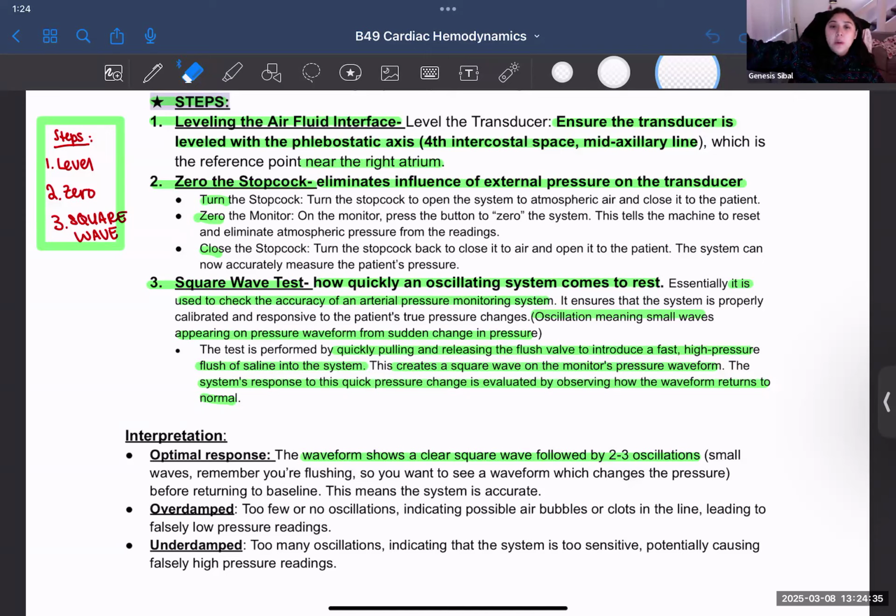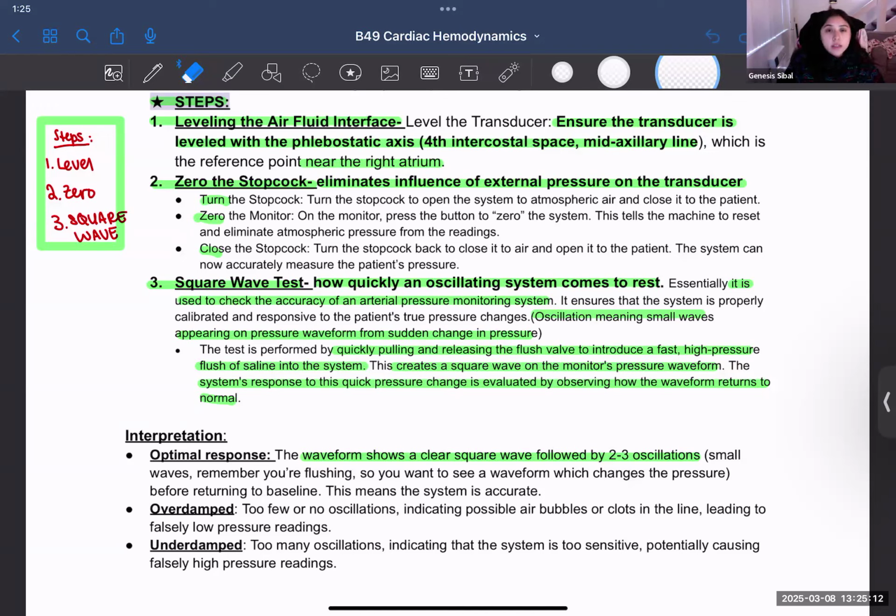But when you're looking at the monitor, you're going to zero the monitor, it literally will say 0. What it does is tell the machine to reset the pressure in the atmosphere from the readings. So you're zeroing it, and now you turn the stopcock back, close to the air and open to the patient. Now the system is ready to read. So really, you turn it off to the patient, you set the monitor to 0, and then you close it. That's basically you zeroing.